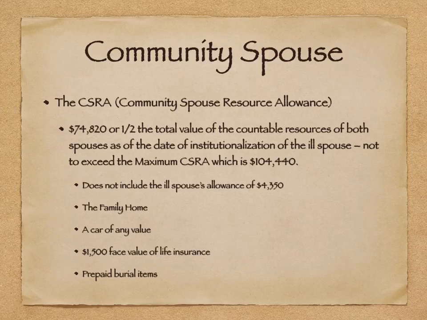The community spouse. Now this is the spouse that's not institutionalized. The Community Spouse Resource Allowance, CSRA, is currently $74,820, or one-half the total value of the countable resources of both spouses as of the date of the institutionalization of the ill spouse, and it's not to exceed the maximum CSRA, which is $104,440. It does not include the ill spouse's allowance of $4,350, the family home, a car of any value, $1,500 face value of the life insurance policy, or any prepaid burial items.